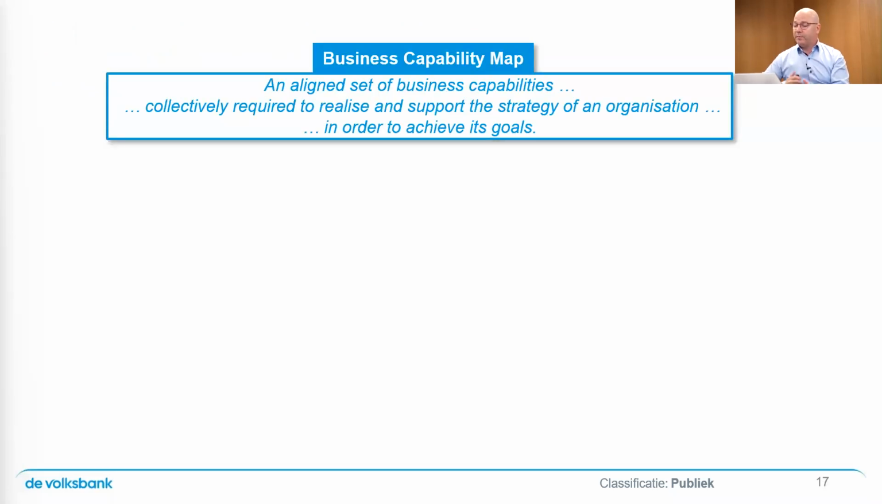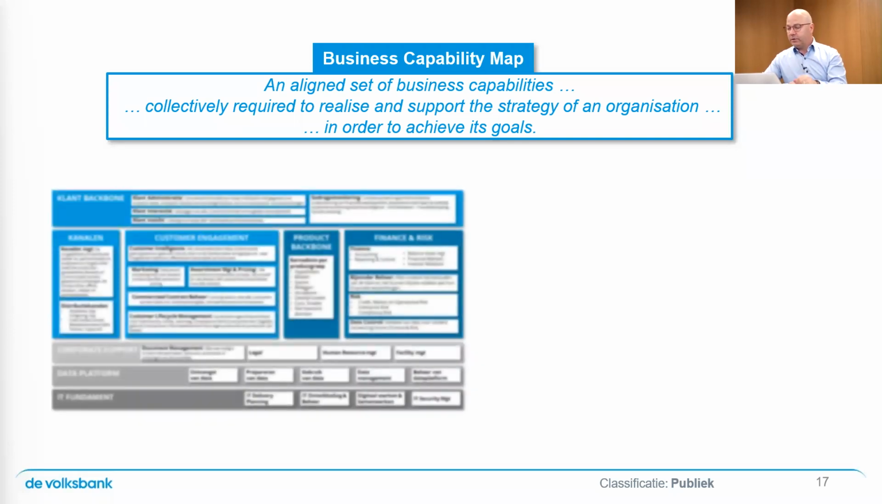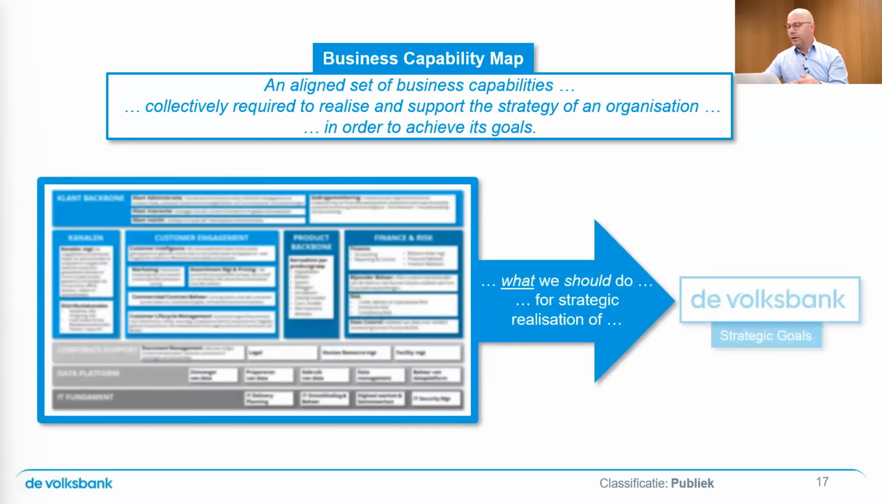The business capability map is an aligned set of business capabilities collectively required for realizing and supporting the strategy of the organization in order to achieve its goals. Again, a pragmatic description, but I hope it describes that there is a system in place now and a coherent view of making those business applications work together. So if those applications on the business capability map are a coherent system, that is what we should be using or structuring smartly in order to provide the organization's goals.